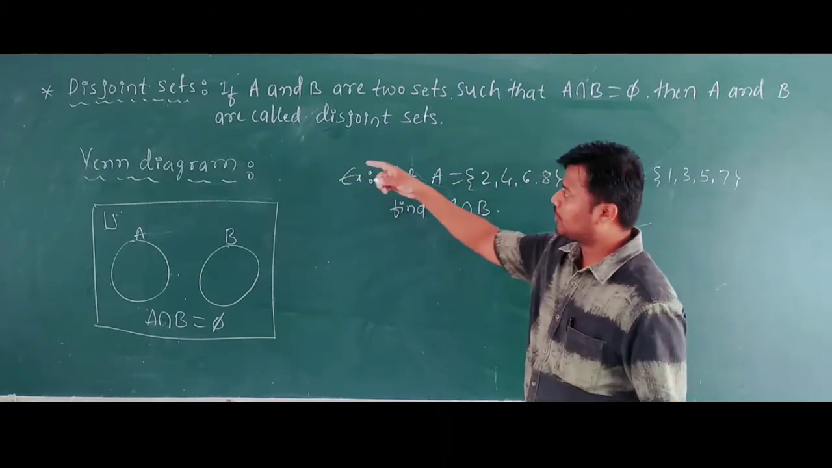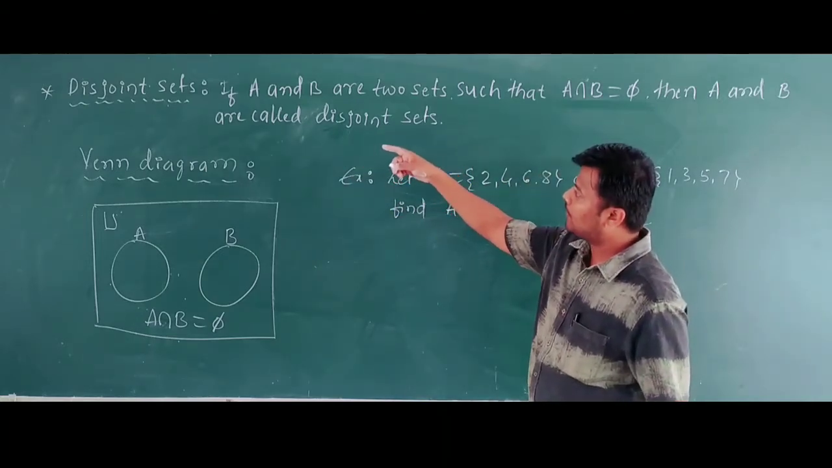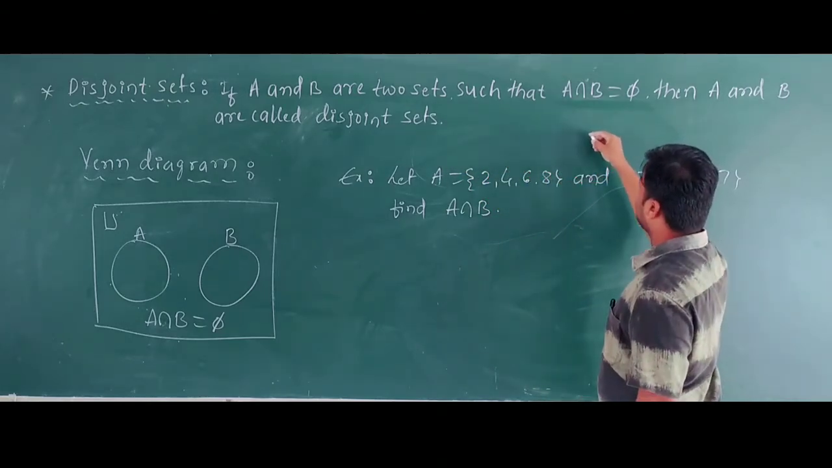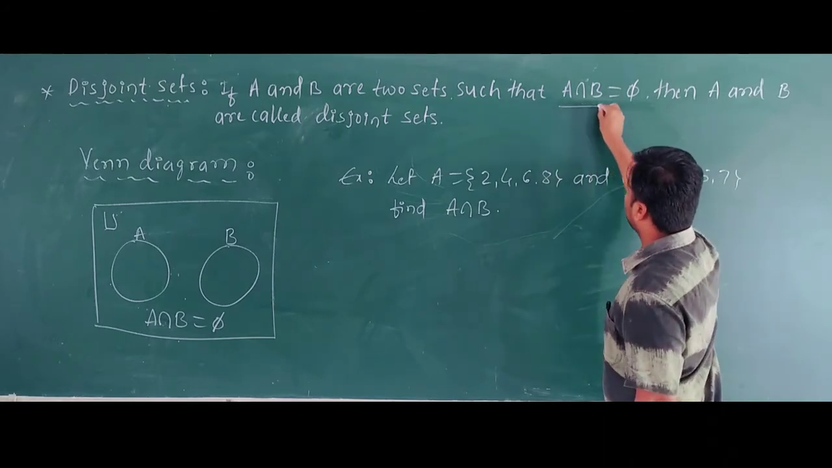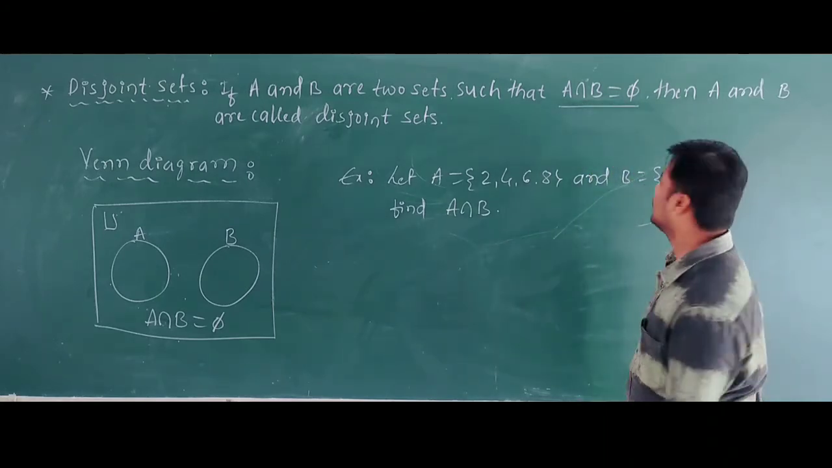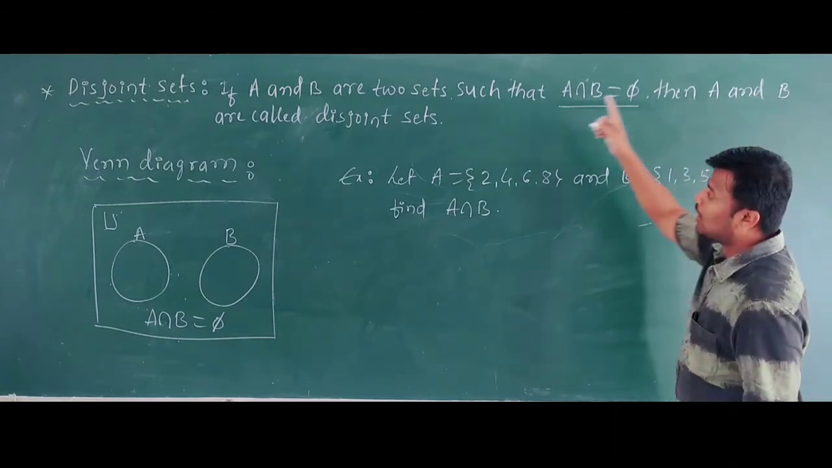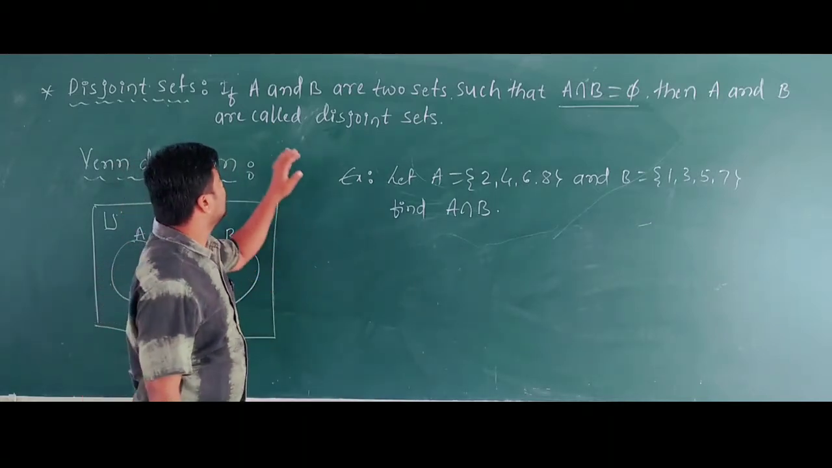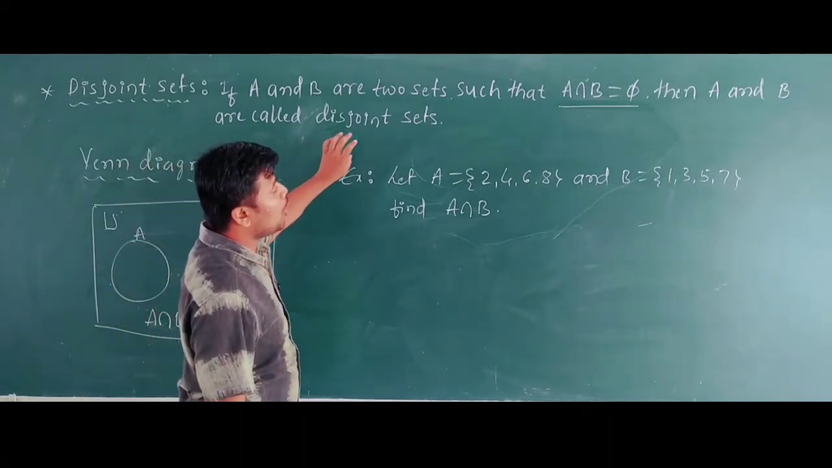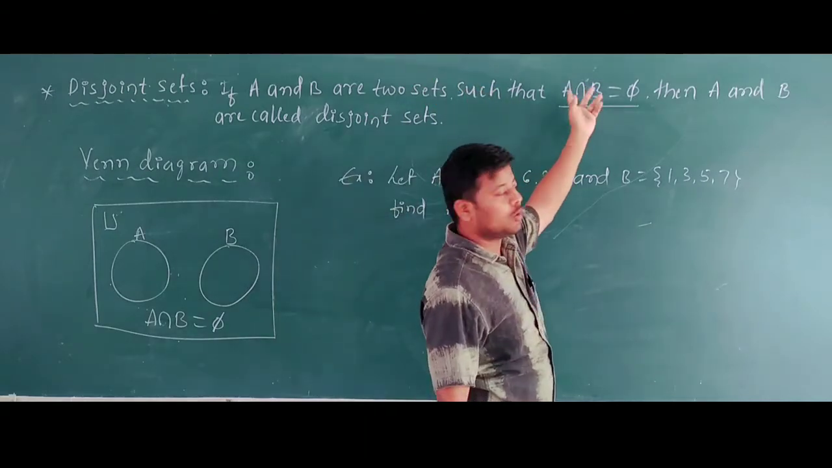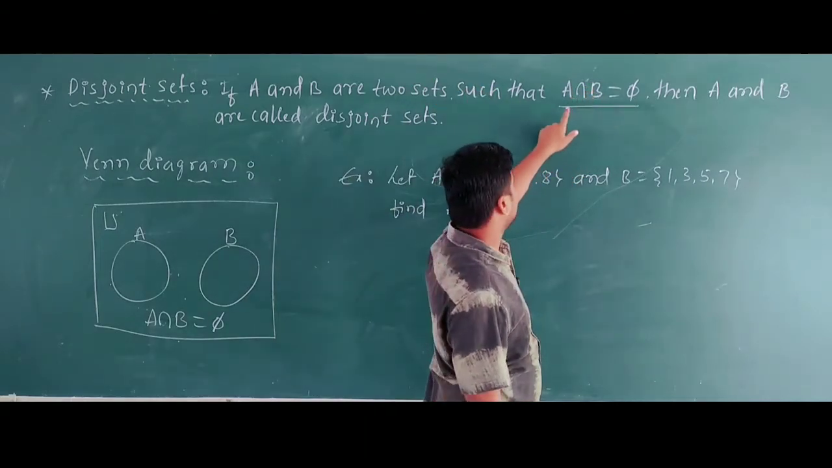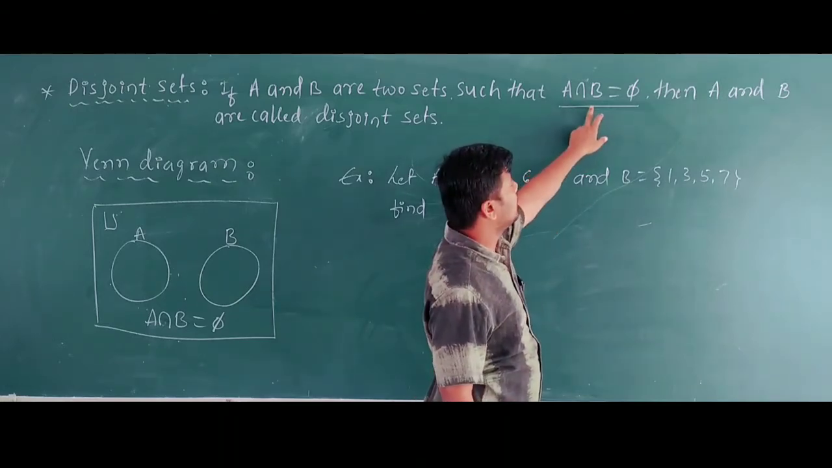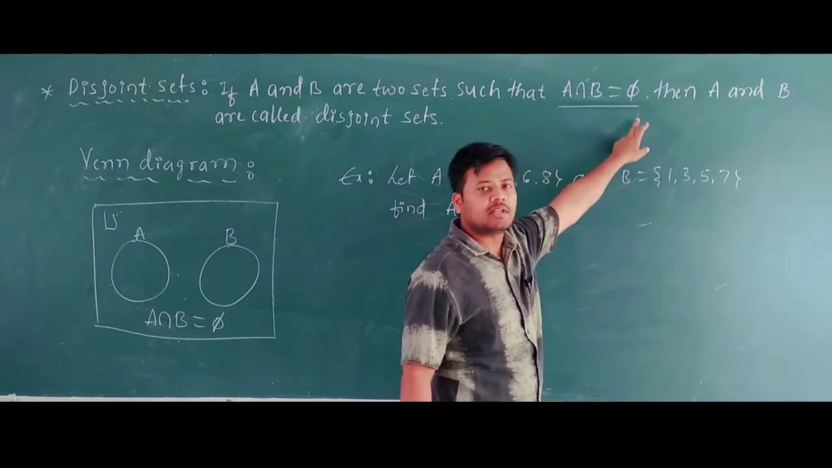Next, disjoint sets. See the definition. If A and B are two sets such that A intersection B equal to null set, then A and B are called disjoint sets. Now A and B are disjoint sets, right? No common elements for A and B. So two sets have no common elements, then we say A and B are disjoint sets. Means A intersection B equal to null set, that means empty set ಆಗಬೇಕು.